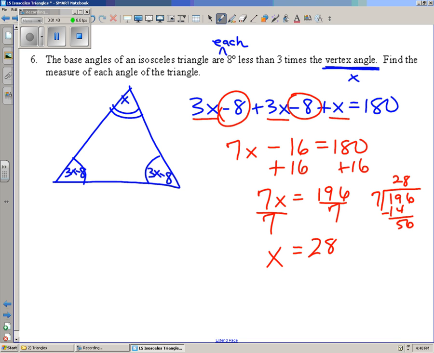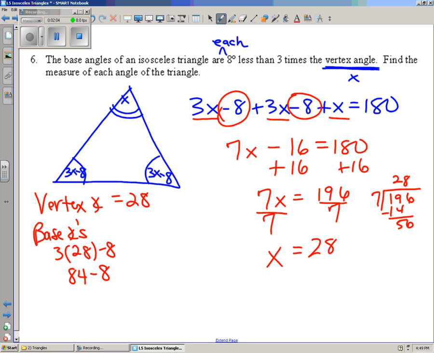We were asked to find the measure of each angle of the triangle. So the vertex angle was just x. So that is 28 degrees. And the base angles are each 3 times 28 minus 8. 3 times 28 is 84 minus 8, which is 76. So the base angles are each 76, and the vertex angle is 28.